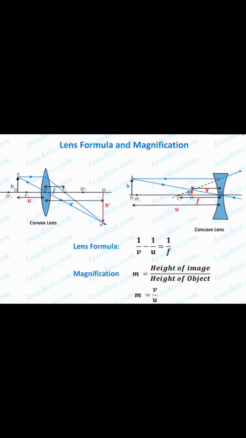1 by F is equal to 1 by V minus 1 by U. Here F is your focal length, V is your image distance and U is your object distance. Clear? So the simple trick I'll give you to remember: mirror is always reflection, lens is always refraction. Concave mirror and convex lens can form real and magnified images, and convex mirror and concave lens will always form virtual and smaller images.